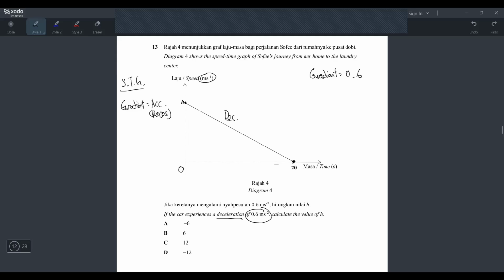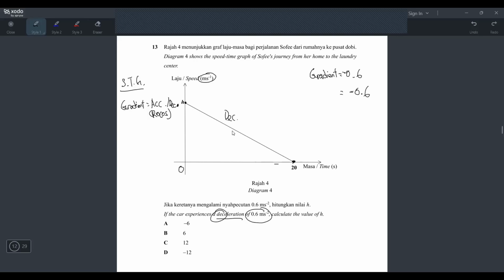But sometimes you will get your gradient negative. So what happens if you get your gradient negative? It's also acceleration, but we can call it deceleration. You can call it acceleration also, but if you want to call it acceleration, make sure you put in the negative symbol inside. But if you want to call it deceleration, then don't put in the negative. So if they say deceleration is 0.6, your gradient should be negative 0.6, not 0.6. But sir, they never put negative here. Well, because they already put the word deceleration. But the gradient is negative 0.6.